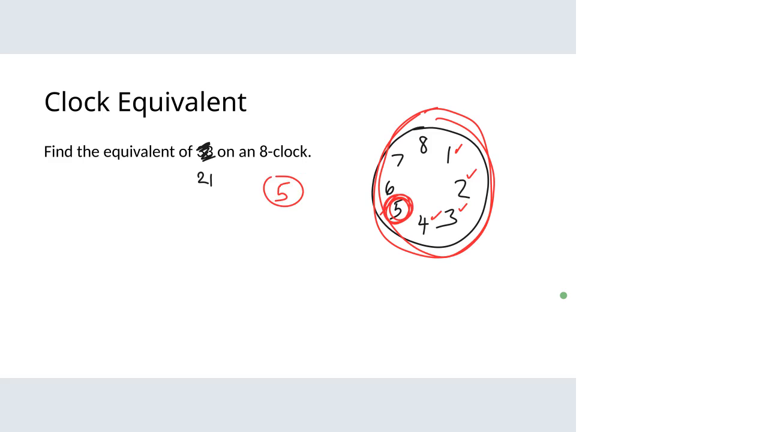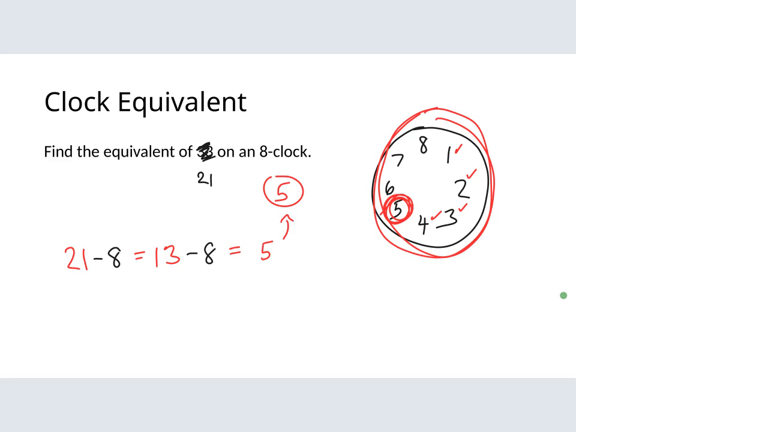The other approach is to say, well, if I'm at 21, that's not on the clock. So in order to get a number that is on the clock, I need to subtract 8. And what that does is that puts me at, let's see, 21 minus 8 is 13. 13 is a great number, but it's not on an 8 clock. So one thing I'm going to have to do is subtract 8 from that also. And then that's going to put me at 5.